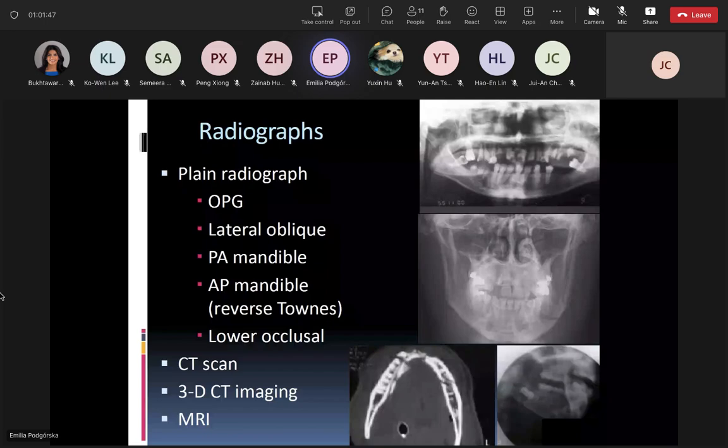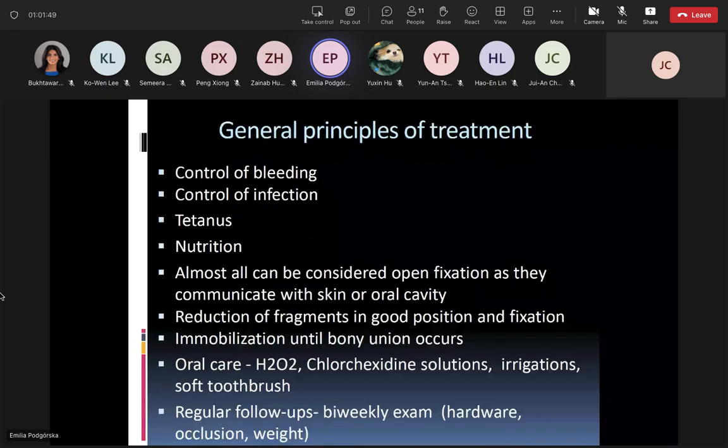General principles of treatment: control of bleeding, control of infection, tetanus prophylaxis, nutrition. Almost all can be considered compound fractures, as they communicate with the skin or oral cavity. Reduction of fragments in good position and fixation, immobilization, maintaining occlusion, oral care, and regular follow-ups to check the occlusion.